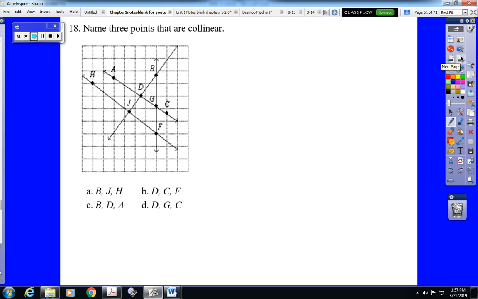We're going to go ahead and do 18. It says name 3 points that are collinear. Collinear means on the same line. So all 3 points have to be on the same line. B, J, and H are there, and there. Definitely not on the same line. D, C, and F are definitely not collinear. B, D, and A, definitely not collinear. So our answer is D, G, and C, all of which are on that single line.